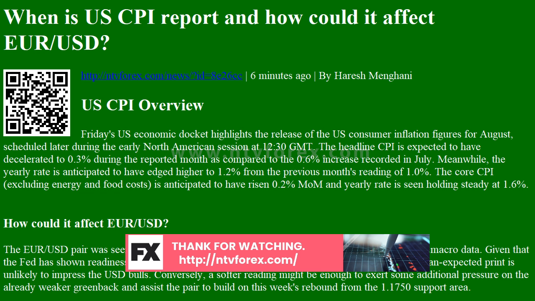On the downside, if recent lows in the mid 1.1700s are cleared in a convincing fashion, then the key contention area around 1.1700 could be exposed.